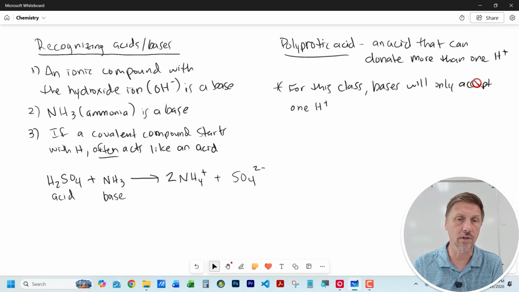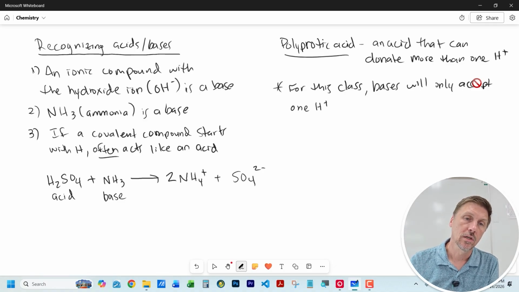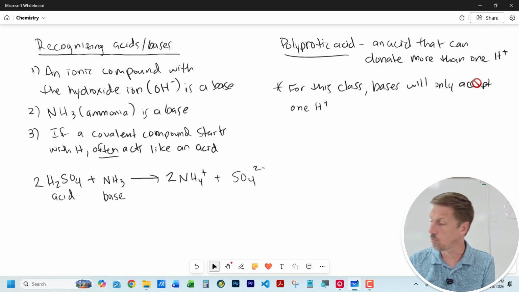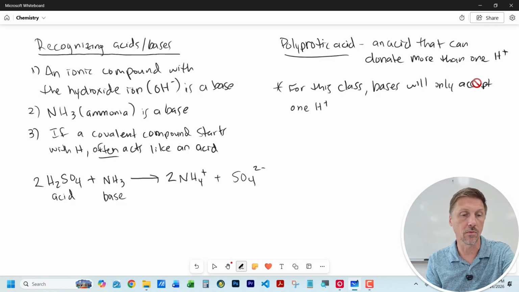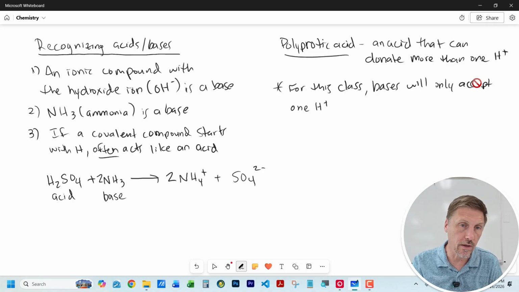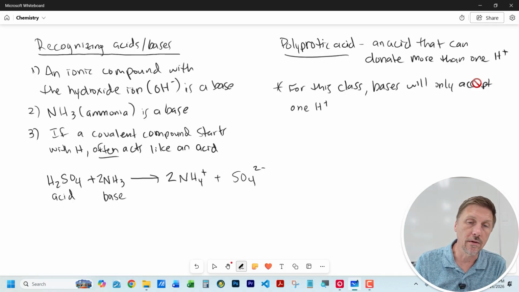So if we put a 2 in front of this right here, now we're going to have 8 H's. And if we put a 2 over here on this side, we have 4 H's for the first. That's not right. That's not where I want the 2. I want the 2 right here. There we go. If I put the 2 right there, now we're balanced.